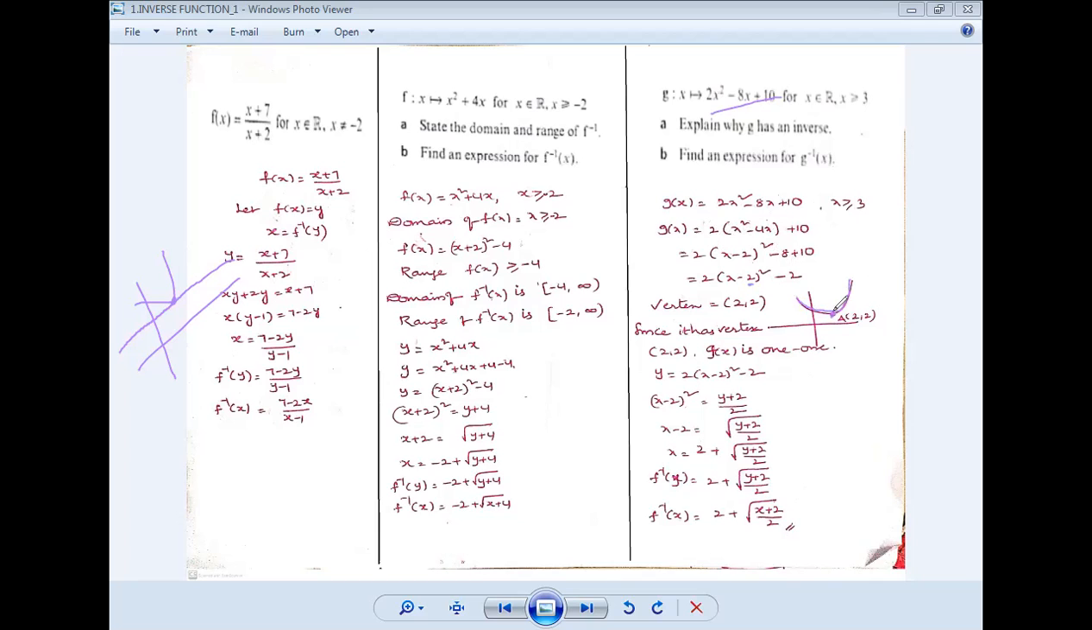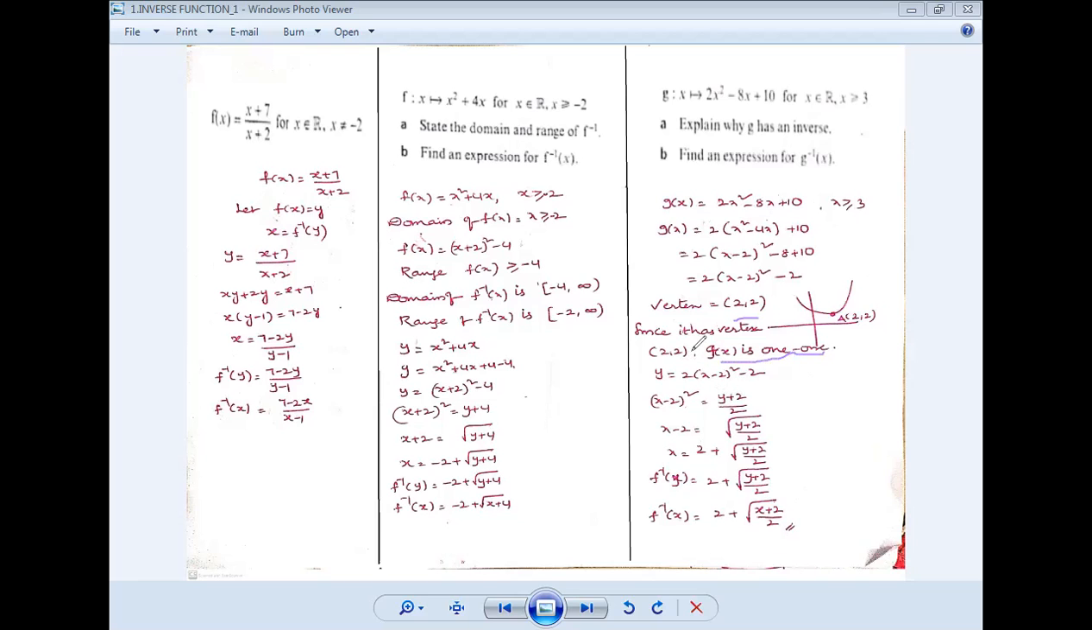Now the curve is not intersecting the x-axis also. So I am drawing a line parallel to this axis. It is touching the curve at one point only. So we can say that the inverse exists over here. So the first part is completed. Now the vertex will be 2, 2. Since it has a vertex, g of x is 1, 1. So the inverse exists over here.